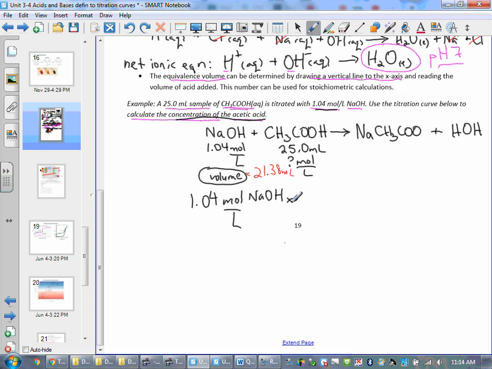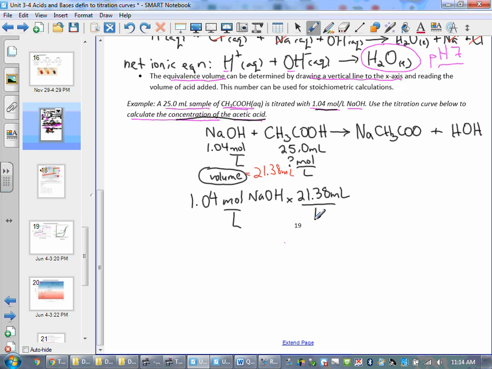And I'm going to be a lazy chemist, and I'm going to leave my volume in milliliters. You can convert to liters if you choose, but I don't want to do more work. So I'm going to multiply by the volume of sodium hydroxide that we needed to add to react up all of the moles of acetic acid. How did you get that volume?